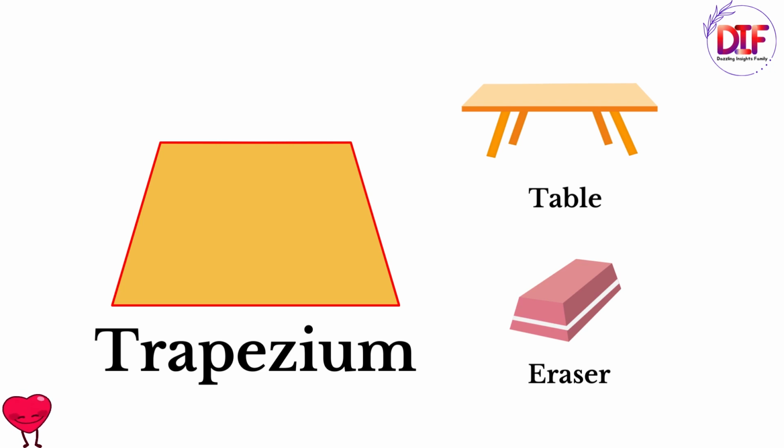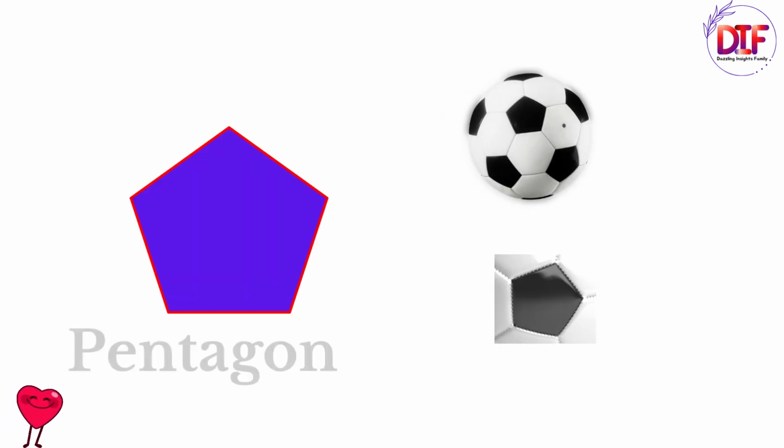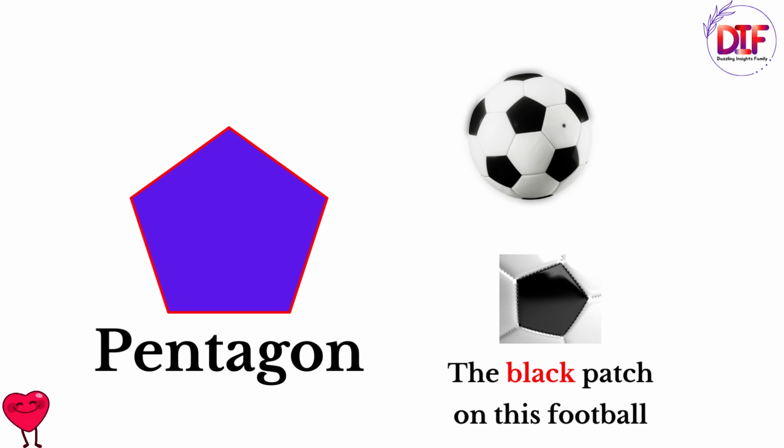Okay, now the next one we have is pentagon. Pentagon. This is a 5-sided object. You can see the red lines show us the corners and the sides of this shape. You can see it has 5 corners and 5 sides. A very good example of this shape, pentagon, is a football, especially the black patch on this football. When you look at it, you can see it has 5 corners and 5 sides.